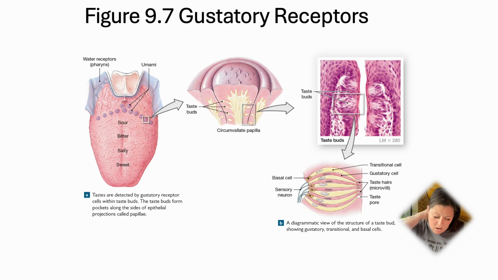What we are going to talk about is the primary taste sensations, and they are listed here on the tongue as sweet, salty, bitter, and sour. There are an additional two senses that are not listed here on the tongue that you should familiarize yourself with. And the two are umami and water.